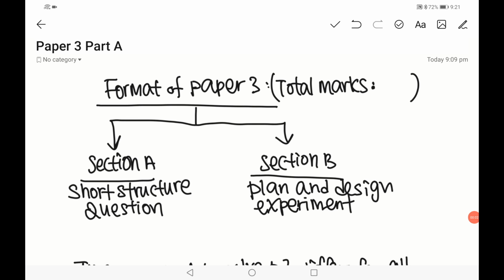Hi everyone. So in today's session, we will discuss some of the steps and strategies that we can use to tackle and score for paper 3. Paper 3 is actually a very simple paper, but still a lot of students are not able to score very well for this particular paper. Yeah, so basically there are two main reasons.